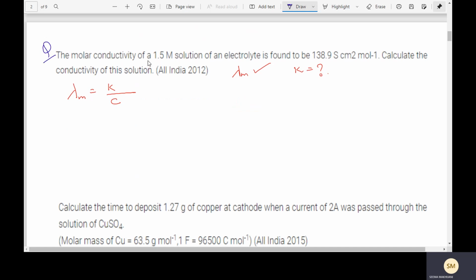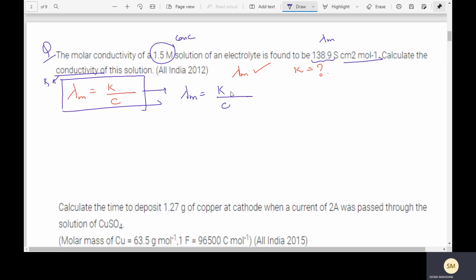The molar conductivity of a 1.5 molar solution, concentration is given to you, of an electrolyte is found to be 138.9 Siemens centimeter square mole inverse. That is, your molar conductivity is also given to you. You have to calculate the conductivity, that is, K has to be found. The formula that is given in your NCERT is this, and there is an error in it. The formula should be molar conductivity is equal to K by C into 1000 whenever you have units in centimeters.